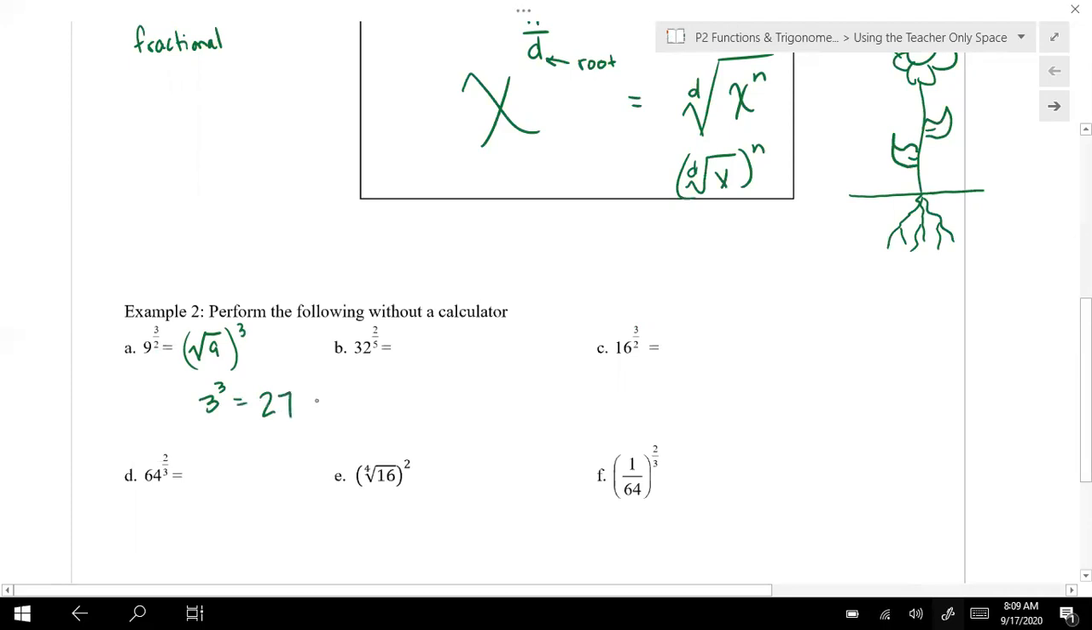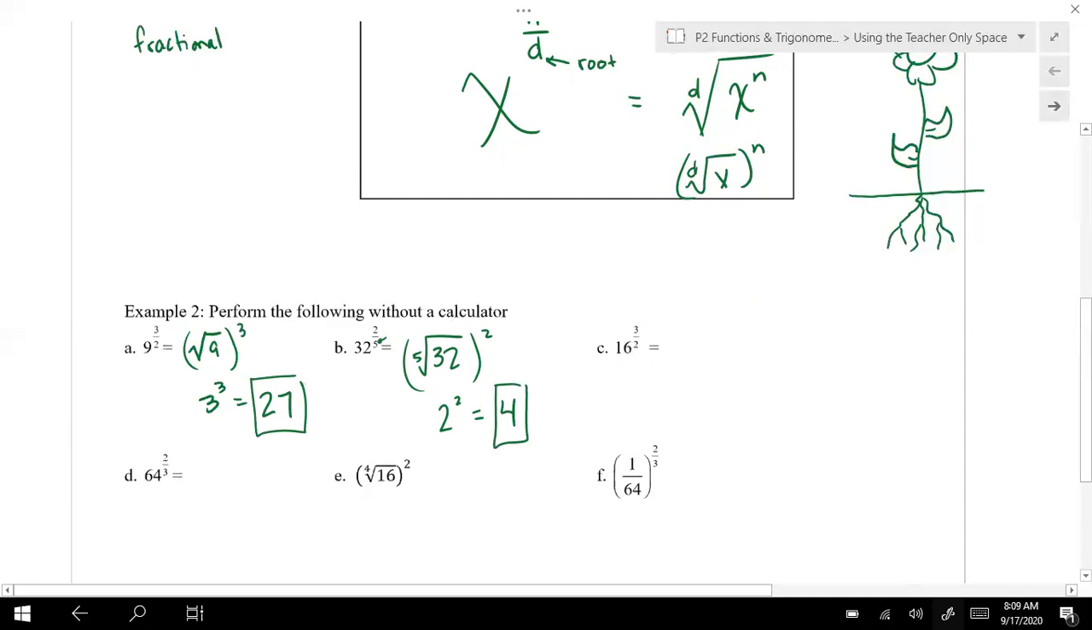32 to the 2/5. Again, if I do the root first, the root is the 5, that's the number at the bottom. So we have 32, sorry, not 35, 32, 5th root of that. And then I'm going to square it. So the 5th root of 32 is 2, and then squared is 4. So my final answer for this one is 4. Final answer for the one before was 27.